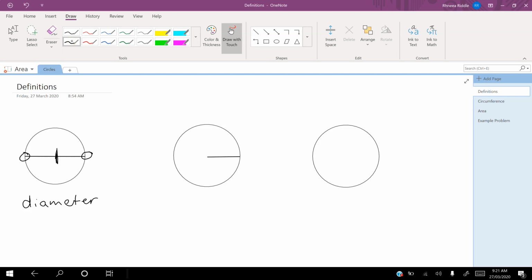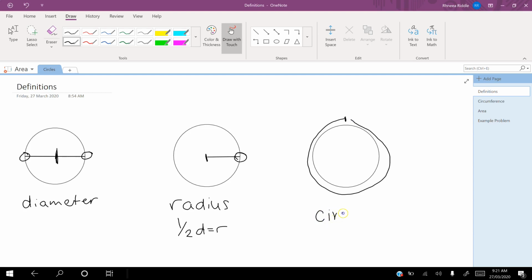So a radius is when a line goes from the center of a circle to the outer edge of the circle. Radius. And it is actually 1/2 of the diameter. So if you're given the diameter, you can always find the radius just by dividing it by 2 or multiplying it by 1/2.